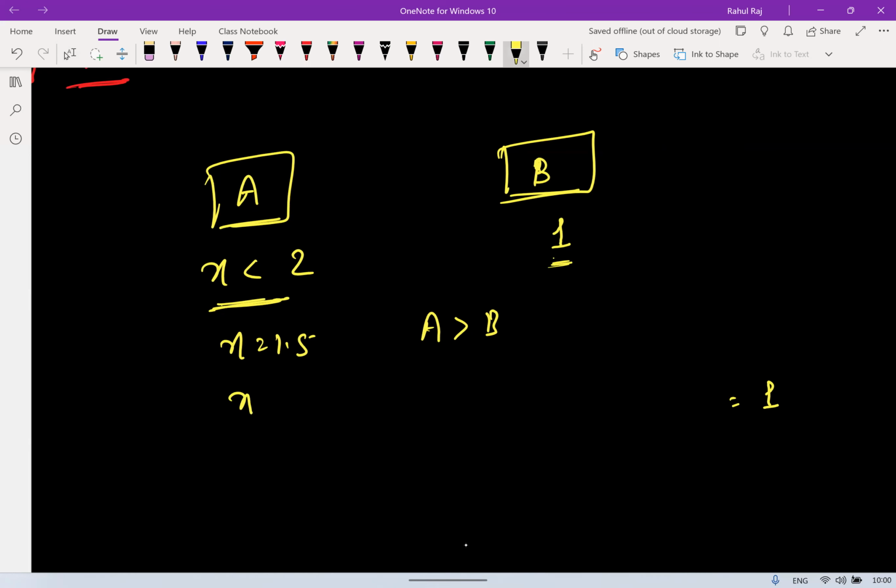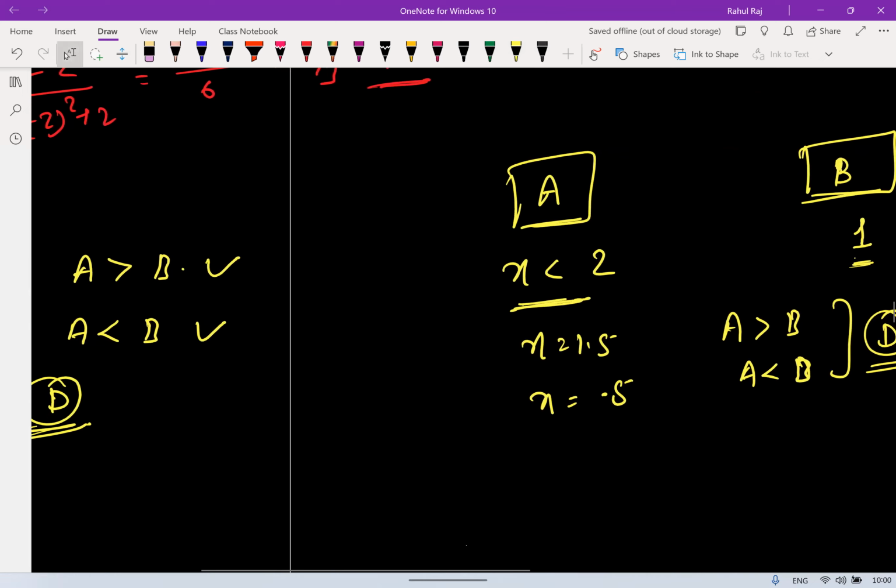And if x is less than 2, x can be 0.5. In this case, A is less than B. And that's the reason we go ahead and conclude D. Because we cannot 100% say that quantity A is greater than quantity B. For some values, it may be greater. For some values, it may not be greater. Agreed, boss. Any problem here, Alexa? No, no.